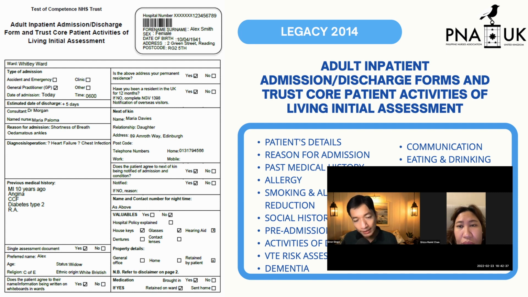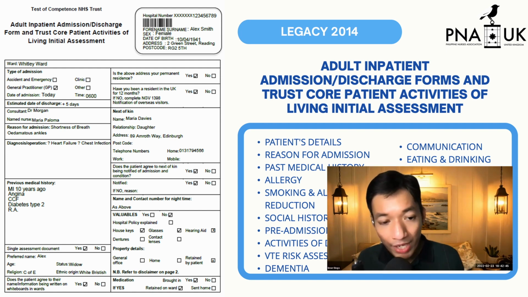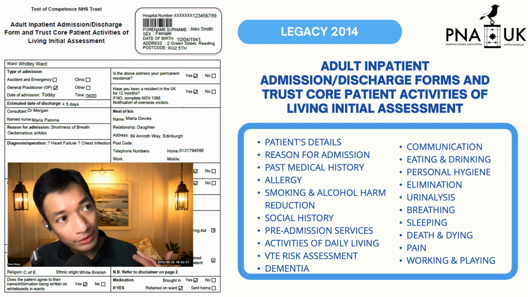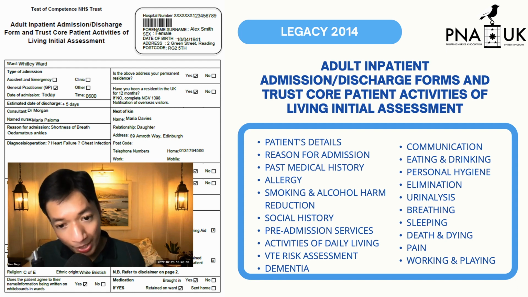So let's discuss it. Reason for admission: by reading this, you will know what the scenarios are. On the examination at the moment, we have 8 scenarios. We have asthma, pneumonia, hernia, subdural hematoma, fall and fracture, ectopic pregnancy, malnutrition, and also depression.